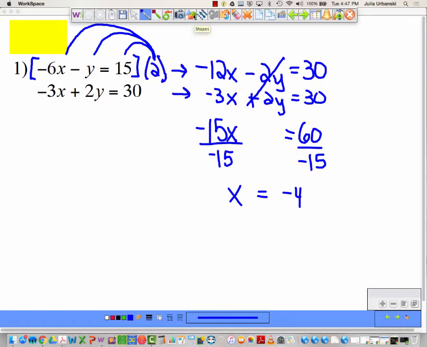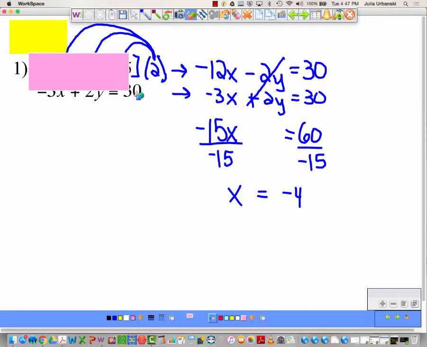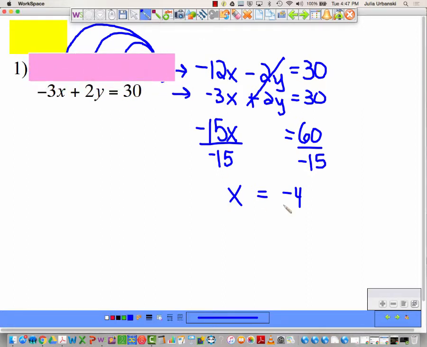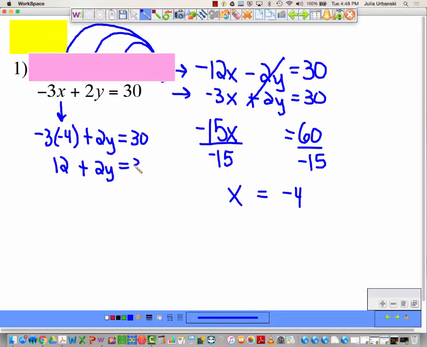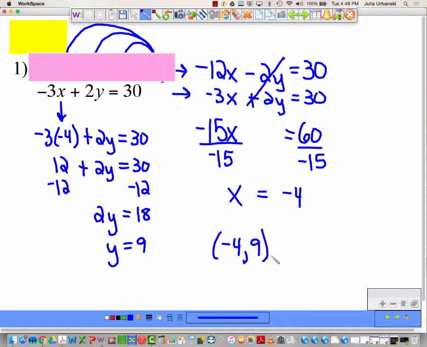I know what x is now, but there's 2 things to solve for, my x and y. So you pick whichever equation you want, and you ignore the other half for a second, and you plug in what you already know. X is negative 4. So you plug it in right there. Negative 3 times negative 4 plus 2y has to equal 30. Well, here we get 12. Negative times negative is positive. 12 plus 2y equals 30. When you subtract 12 from both sides, you get 18. And then you get y equals 9. So our answer will be written as x first, negative 4, and y second, x comma y.